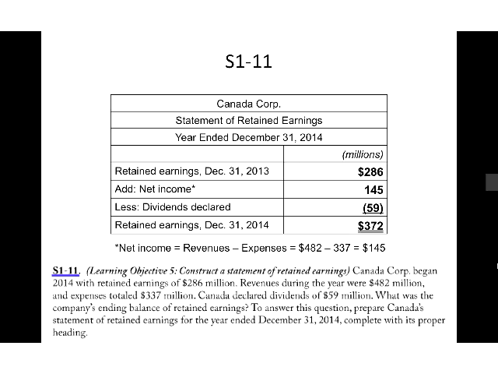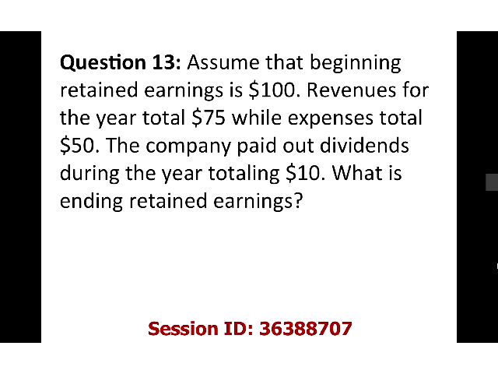Okay, any questions about that? Okay, so now we're going to do another question and try this out. Okay, so this one, it looks just like the question we just had. We're given beginning retained earnings is $100. Revenues for the year total 75, while expenses total 50. Okay, the company paid out dividends during the year totaling 10.